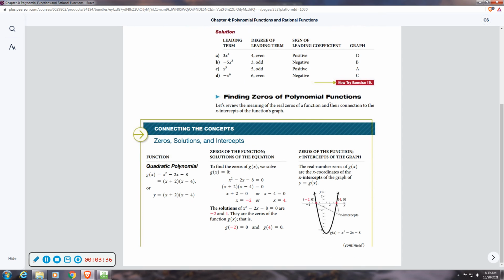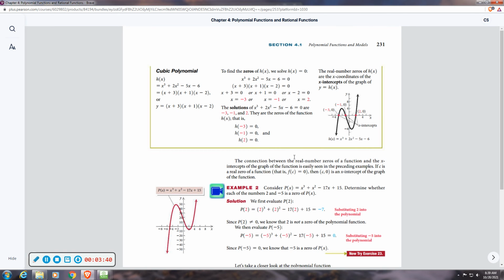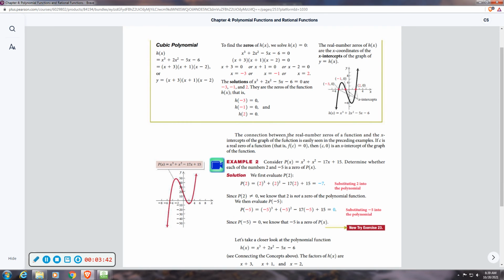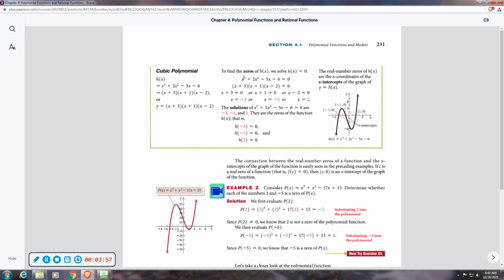Other than that, I think they just have a few examples. Sometimes they will give us the zeros and we'll have to work backwards and write the polynomial. So you take the zeros and we'll put it in linear form.